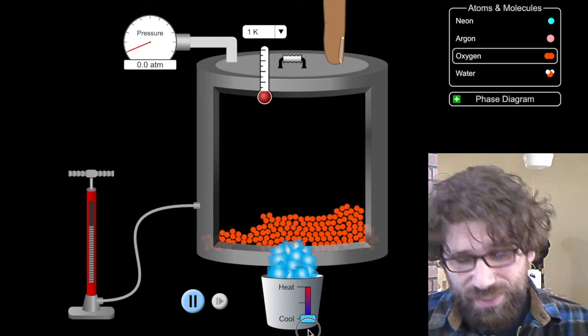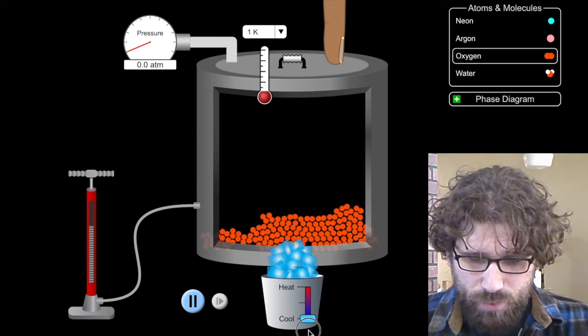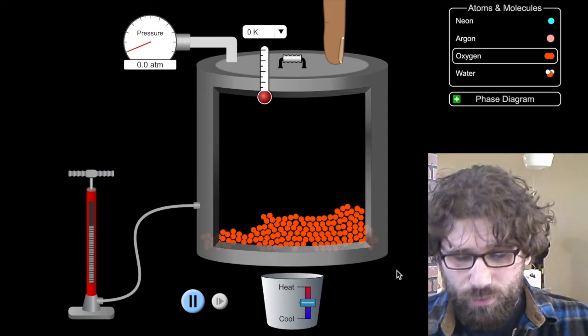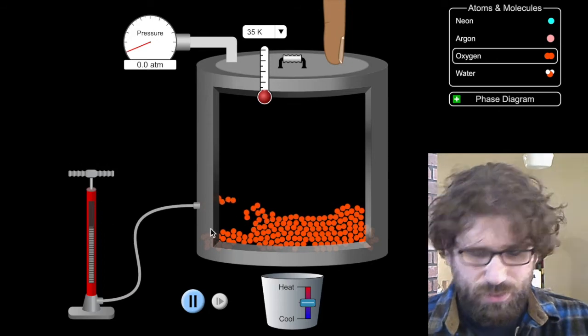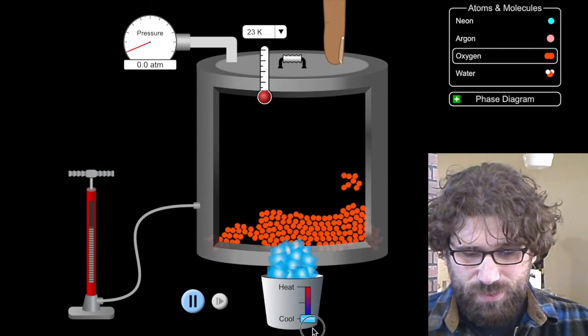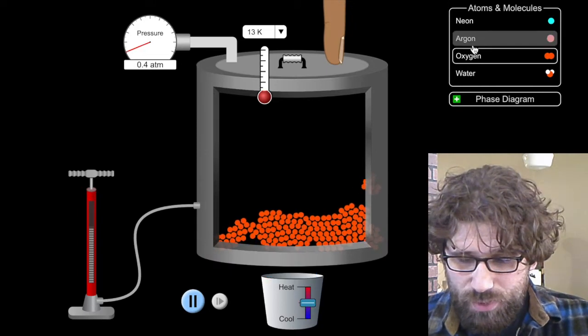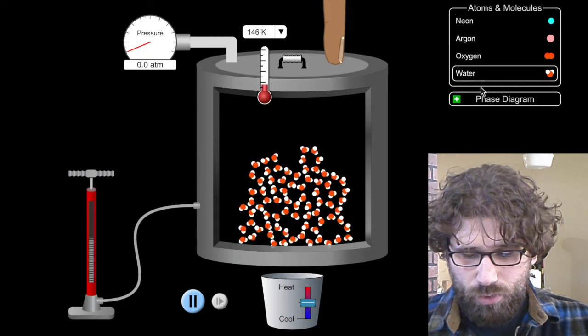I'll post a link to this simulation so you can go ahead and play around with it yourself. You can move around the temperature, pressure, all of the things. You can add more molecules in. If I add more in, it'll actually increase the temperature because they're bringing more motion into that system. I would have to take all that temperature back out. You can change this from pure oxygen to argon or neon or water molecules.